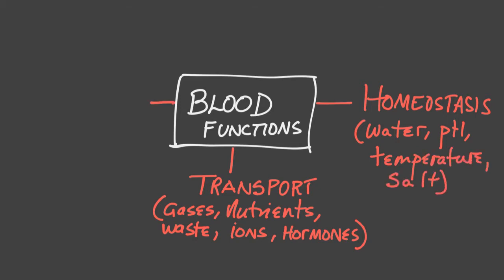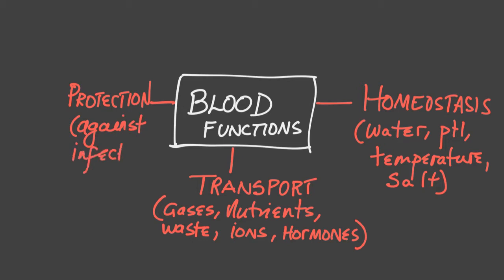The other main function of blood is protection. Through the function of white blood cells, blood helps us to fight off infections. So it provides immunity, long-term immunity against infectious agents.